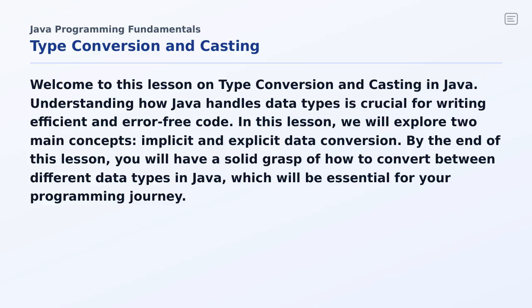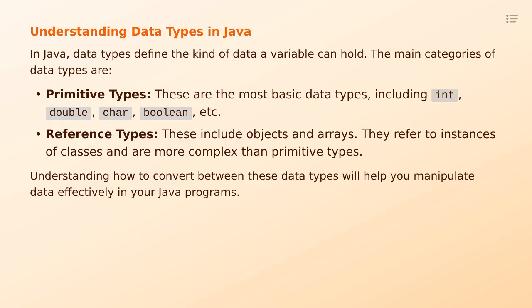Don't worry if this feels new at first. This section covers understanding data types in Java. In Java, data types define the data a variable can hold. The main categories of data types are: first, primitive types. These are the most basic data types, including int, double, char, boolean, etc. Next, reference types. These include objects and arrays. They refer to instances of classes and are more complex than primitive types. Understanding how to convert between these data types will help you manipulate data effectively in your Java programs.